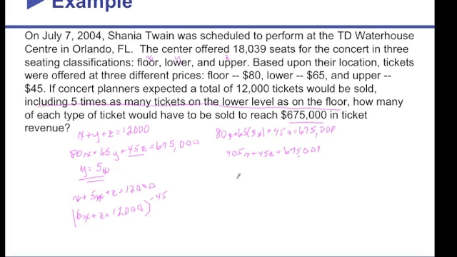Now multiplying this by negative 45, I will end up with negative 270x minus 45z equals negative 540,000.